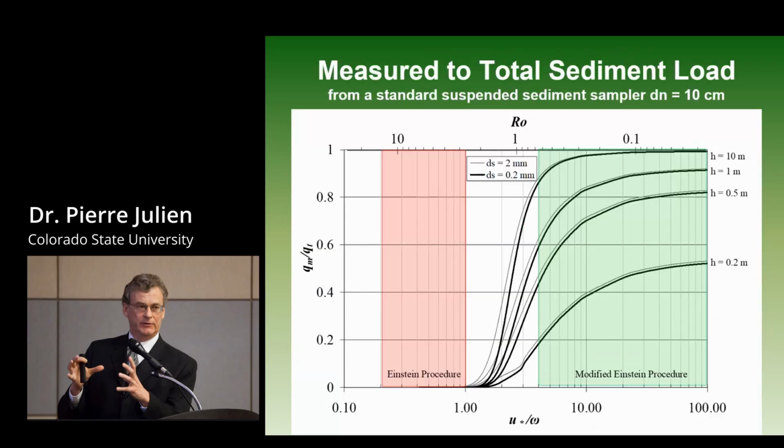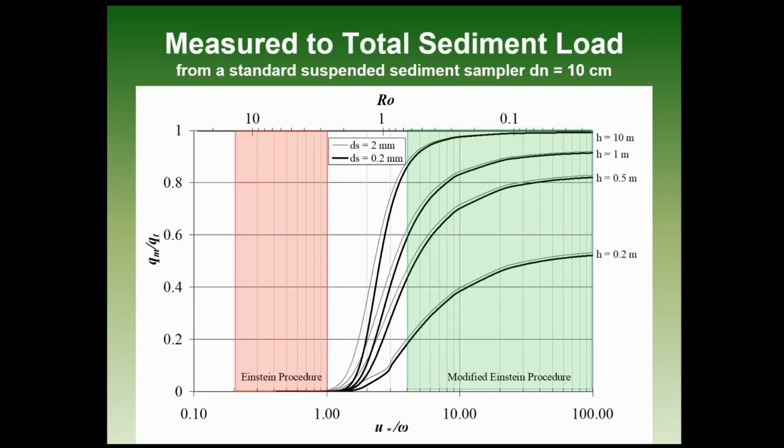So, okay, we get one graph here, which is the one I want to show. U star over omega, or the Rouse number. I like U star over omega myself personally. If it's less than 1, forget the Einstein procedure. You cannot use the Einstein procedure for that. You must use the modified Einstein. If it's greater than 2 or 3, then what you're going to measure is going to be the bulk of all the sediment. Does it make sense?